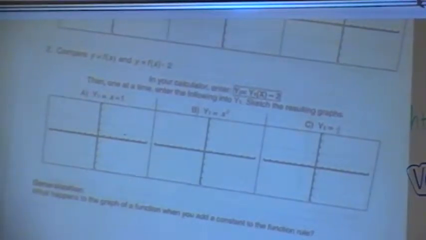Okay, so we're going over the generalization part. You should have done all the graphing for homework and maybe tried to do the generalizations, but I know they're kind of difficult.